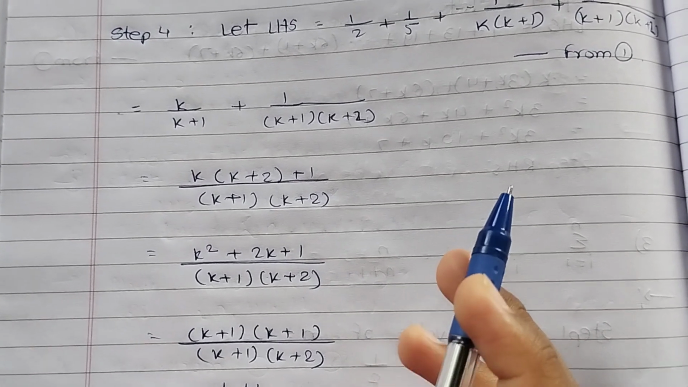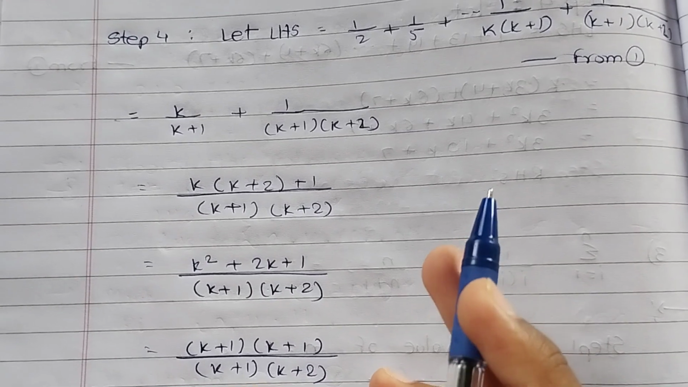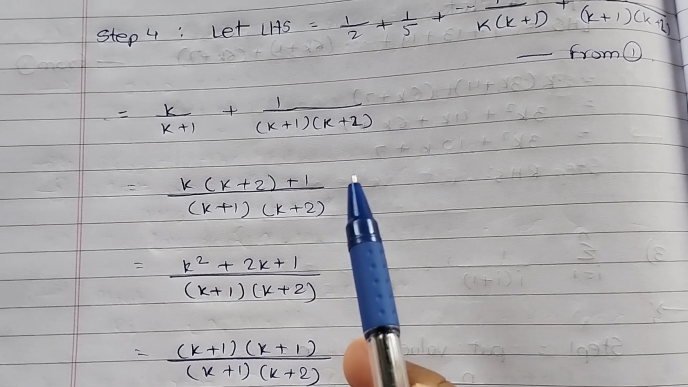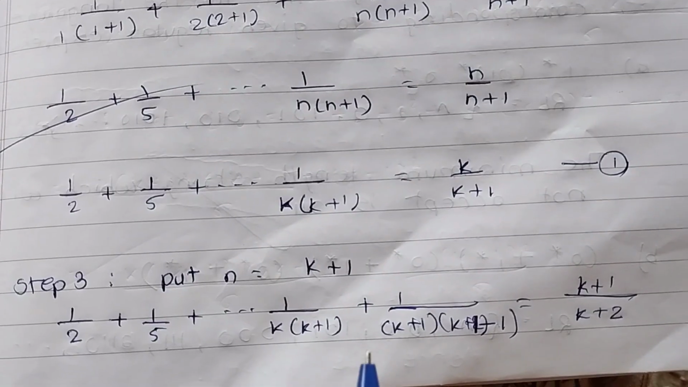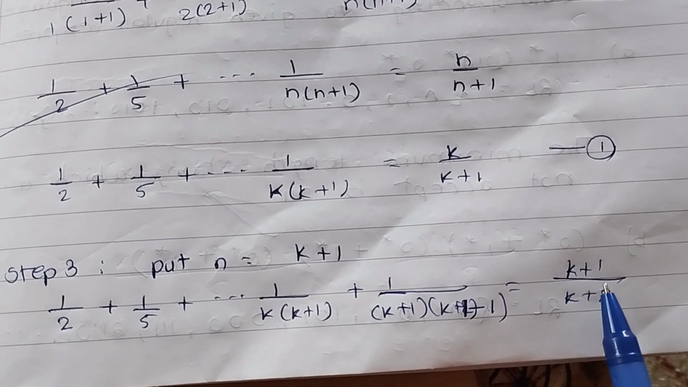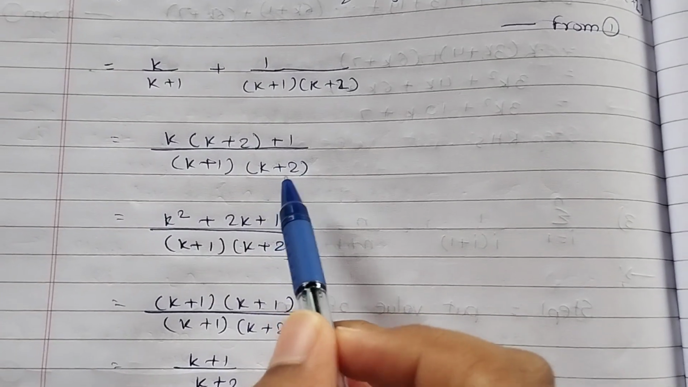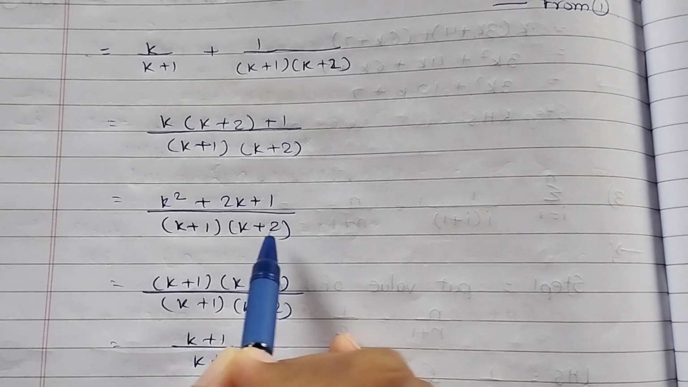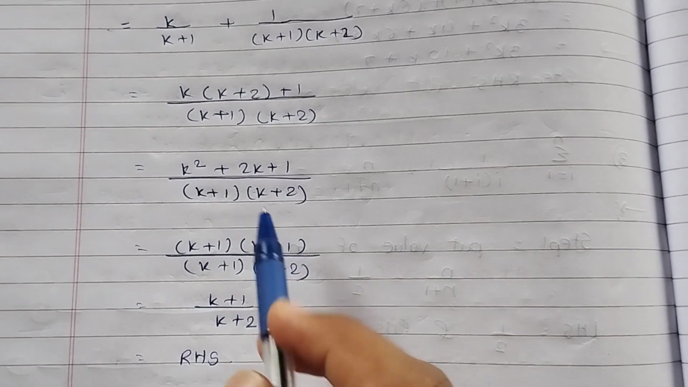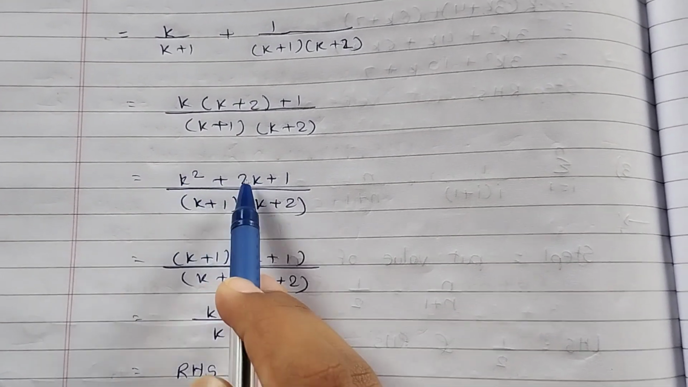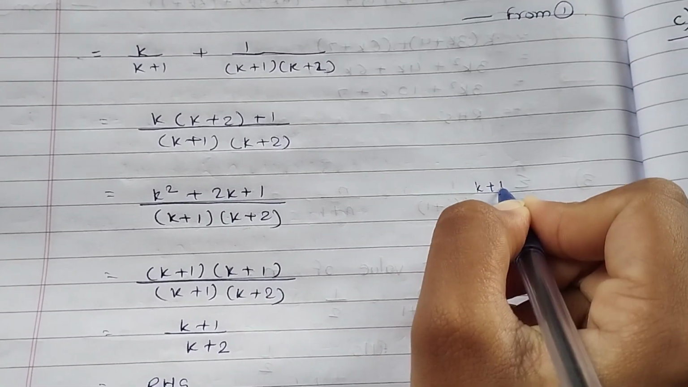Whenever we try to prove anything, the initial equation must be noticed. We want to prove this equation, so on the RHS we want k plus 2 and k plus 1. In this term we already have k plus 2, so we do not disturb it. We only think about the remaining terms. If we observe carefully, this is nothing but the quadratic expression, k plus 1 whole square.